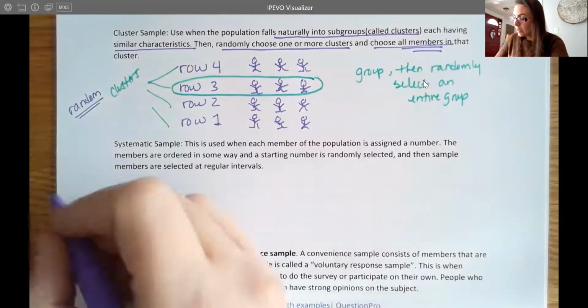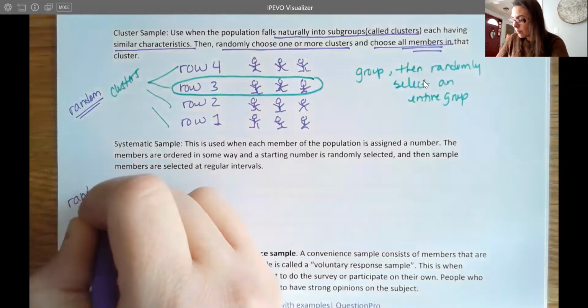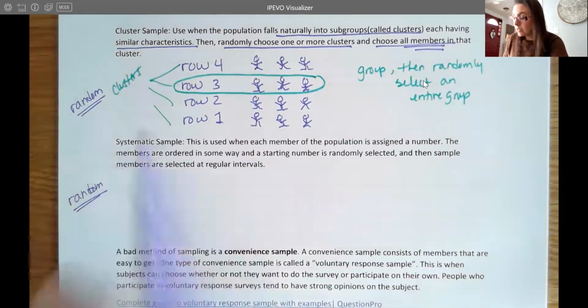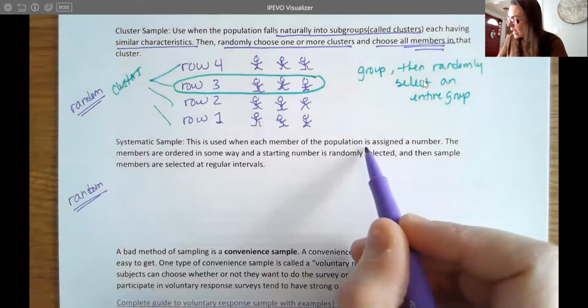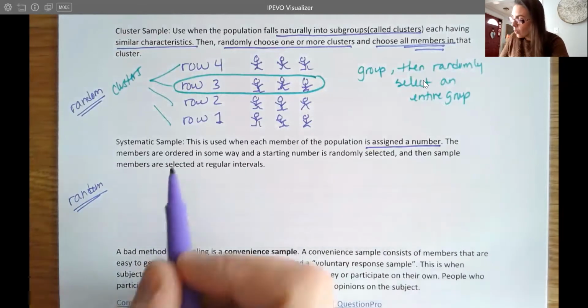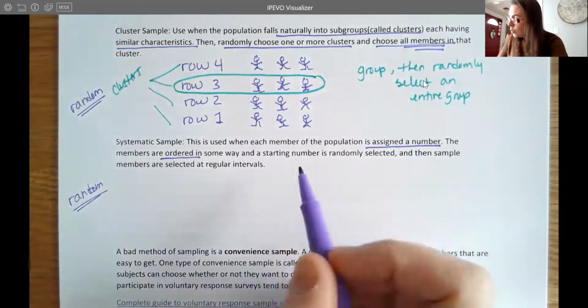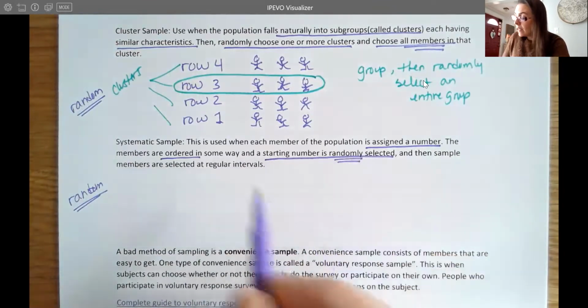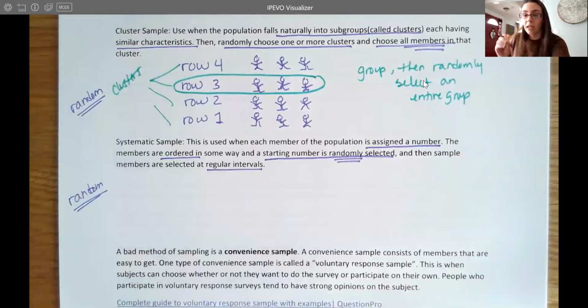Okay. Another way that we can do random sampling, but again with more of a systematic, more of a grouping approach, is called systematic sampling. What you do first is you assign everybody in the population a number, or put them in some sort of order. And then you pick a number to start at randomly. And then you select at regular intervals.